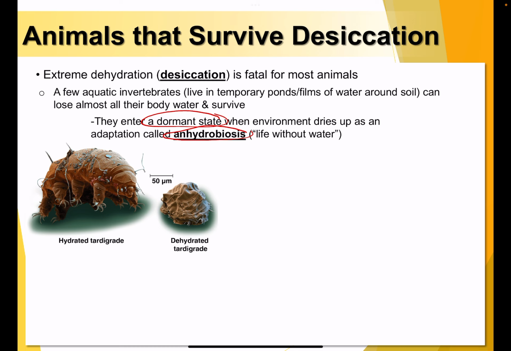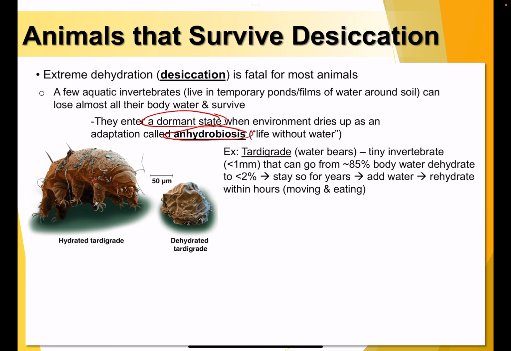It's not that they can eat and run around like crazy and be happy in a dried up environment. It's just that they can survive. Because they go into that dormant state, it's kind of like the hibernation that some animals do in the winter. But in the winter, it's just a couple months. These guys can do it for years.